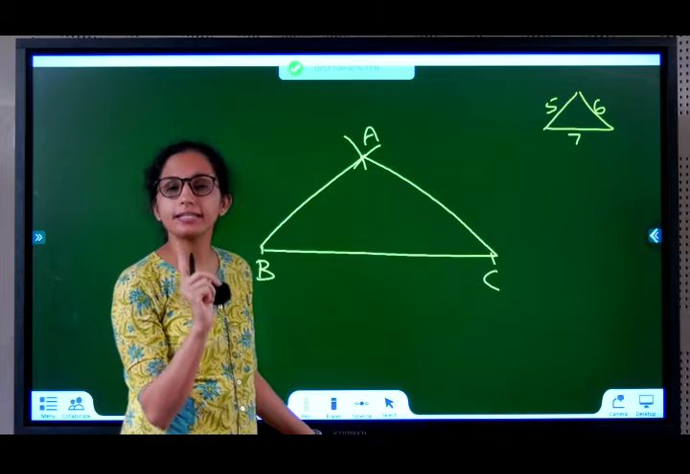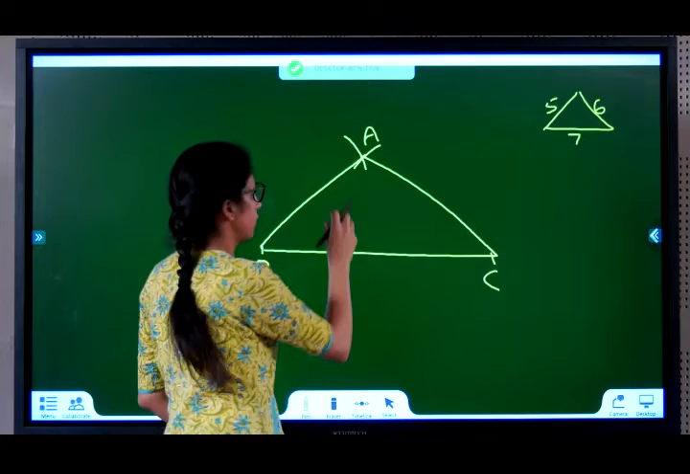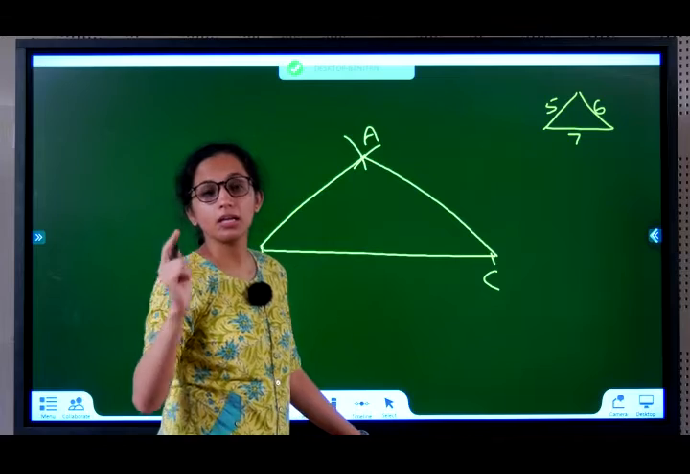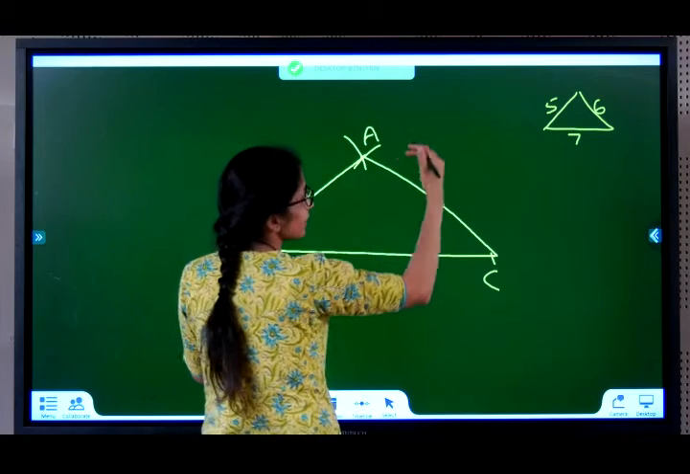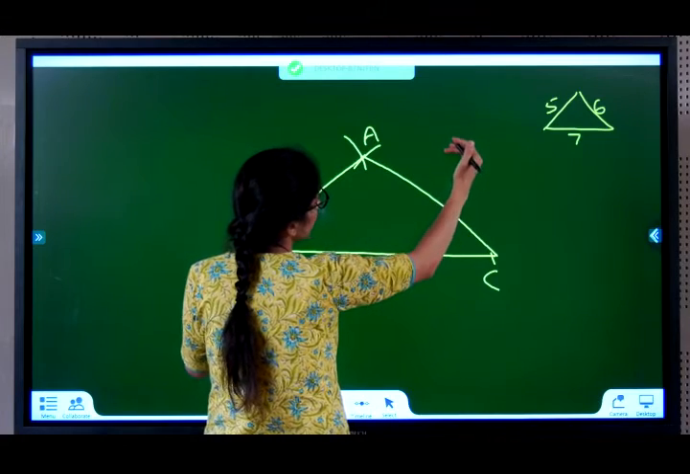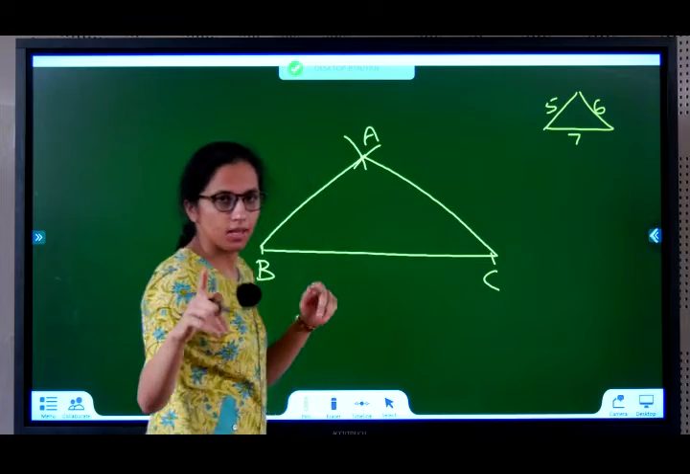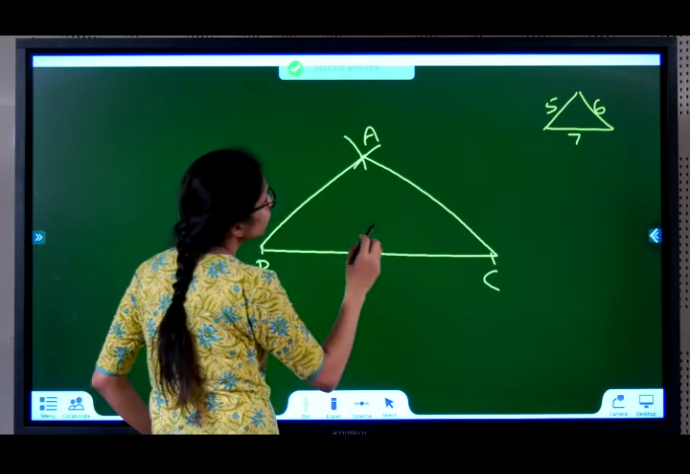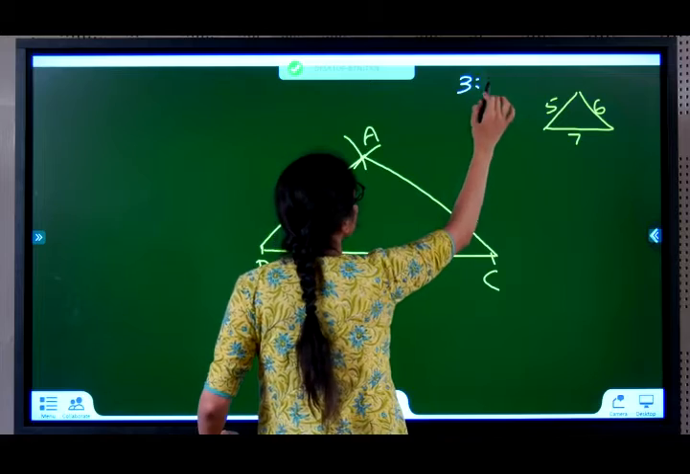3 by 4 is less than 1. The new triangle will be formed inside the old triangle. If it was 4 by 3, by construction 4 by 3 is more than 1, so the new triangle will be outside the old triangle. You will see what I mean as I solve. So now let's begin. You want it in the ratio of 3:4, right?